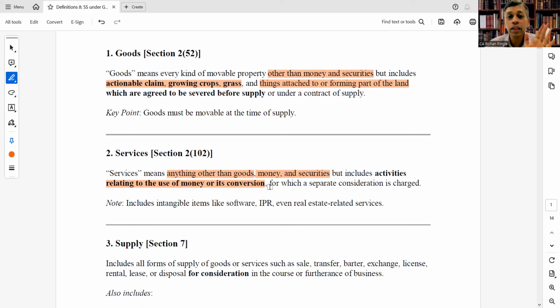Anything other than goods, money, and securities are services, but it includes activities related to the use of money or its conversion for which a separate consideration is charged. Note that it includes intangible items like software, IPR, and even real estate related services.